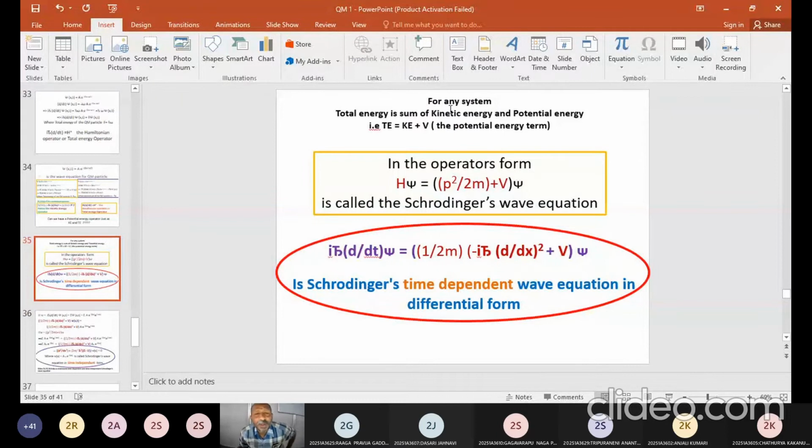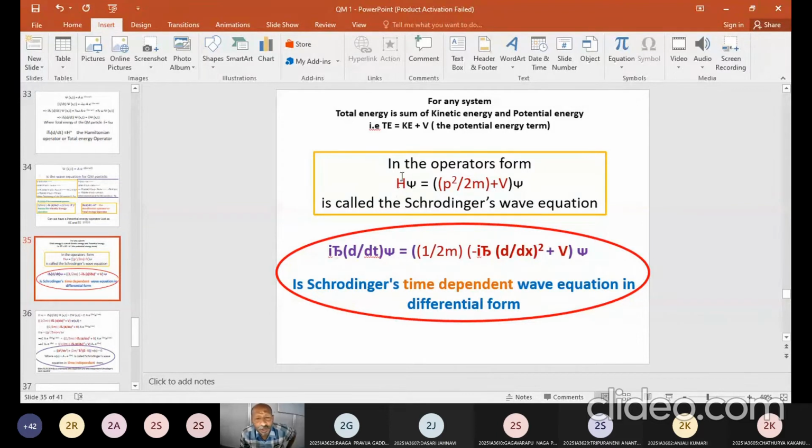Now going to the Schrodinger's wave equation. Schrodinger's wave equation is nothing but total energy is equal to kinetic energy plus potential energy. Now I put it in operator form. When I put it in operator form, h of psi is equal to p square by 2m plus v of psi. What is p? The momentum operator. What is h? Total energy operator, the Hamiltonian. So this is the Schrodinger's wave equation in the operator form.